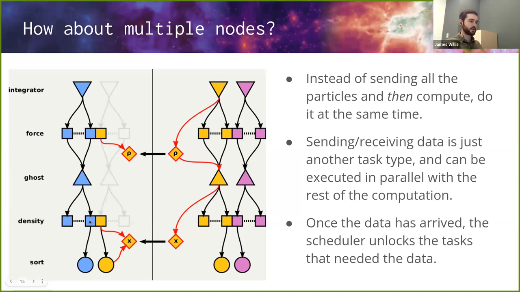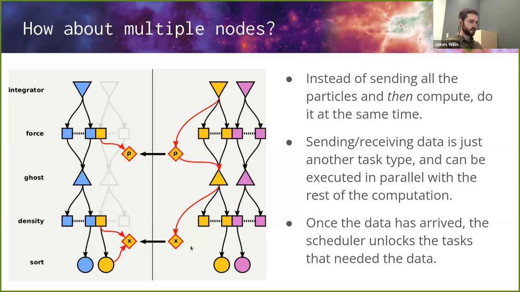So what this means is we can hide the latency, the overhead of the MPI communication with more computation internal to the node. So this way we avoid the overhead of the MPI communication. Yeah, so it's just another task type. Yeah, can be executed in parallel with the rest of the computation. So all that happens is once these positions are sent over, we'll unlock that dependency on that MPI communication, on that task, and then this computation can occur.